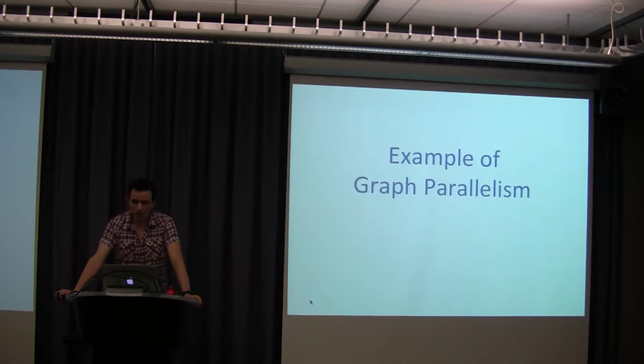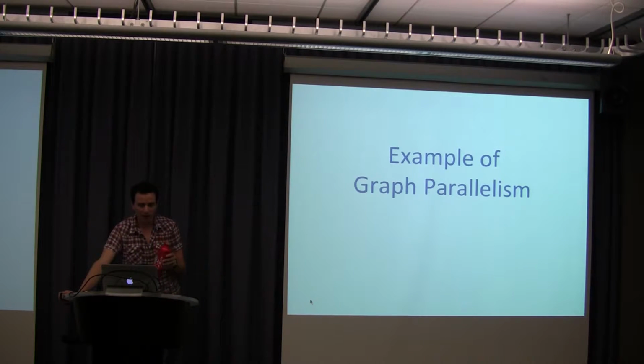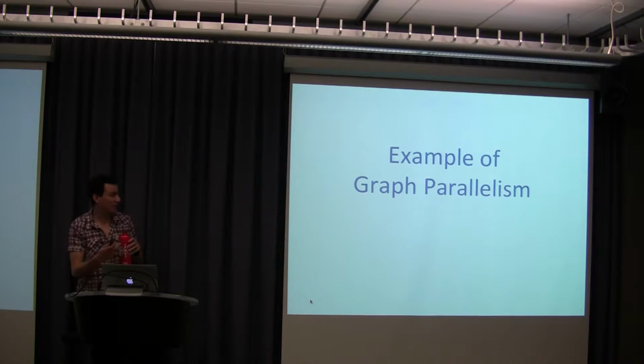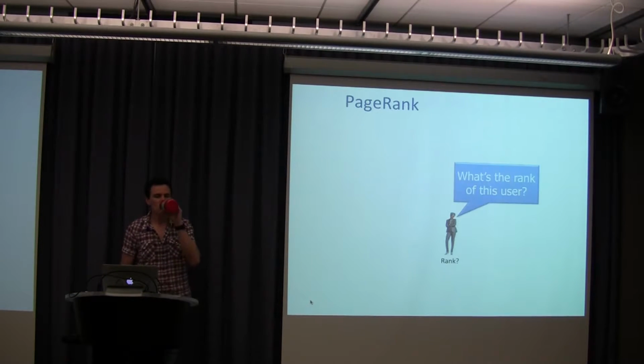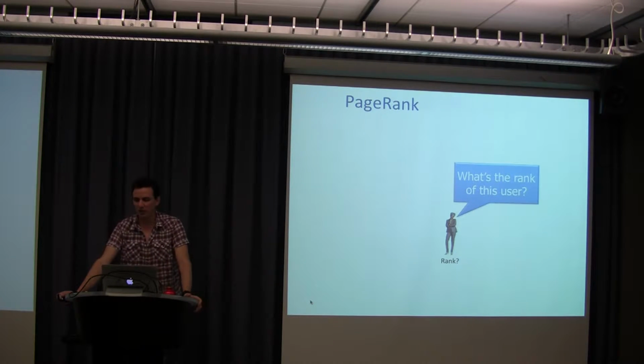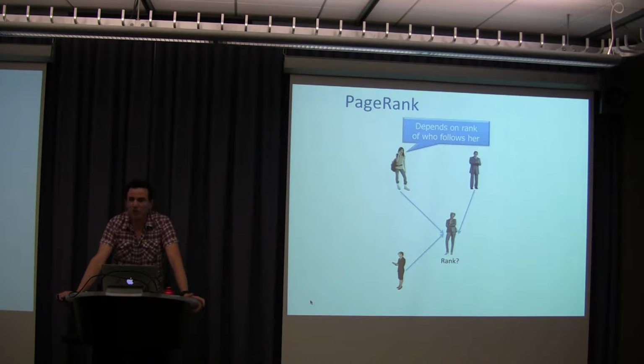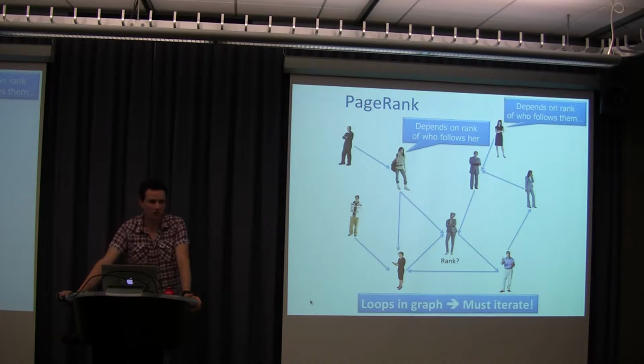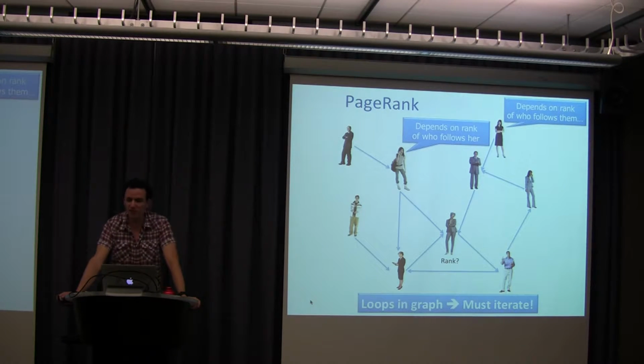So as a running example, I'm going to use a very simple example of graph parallelism. This is just a random walk on a graph, or PageRank. So the idea is you have a social network. I want to make some prediction about the rank of a user. And I don't know anything about the user, but I say, oh, the rank of the user depends on the rank of the people who follow this user. And then what is the rank of those people? Well, it depends on the rank of the people who follow them. And since this graph has loops, you iterate some algorithm on this graph. You iterate some updates in order to make some predictions about everybody's rank.